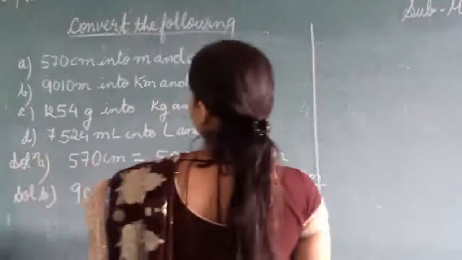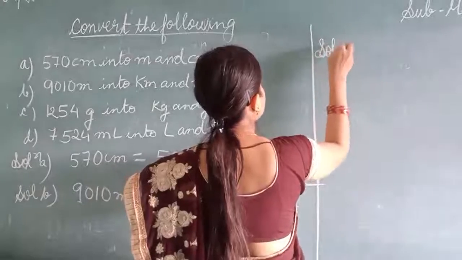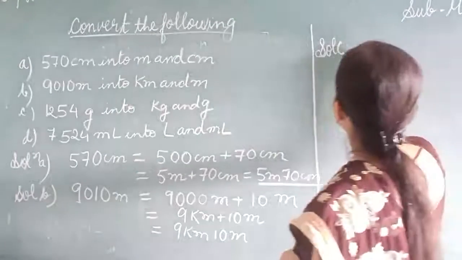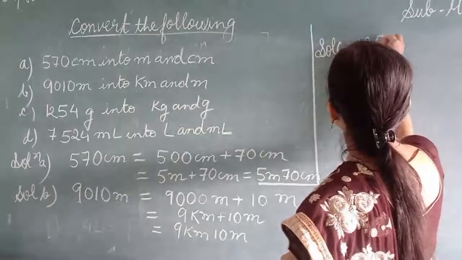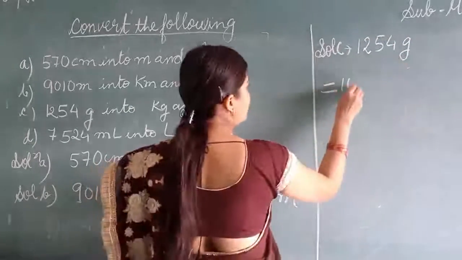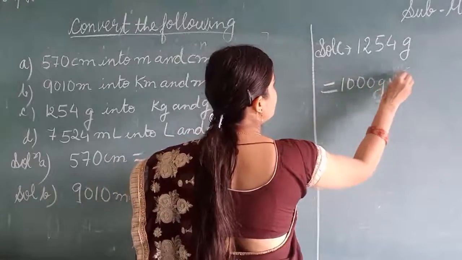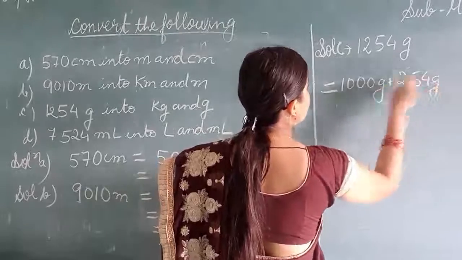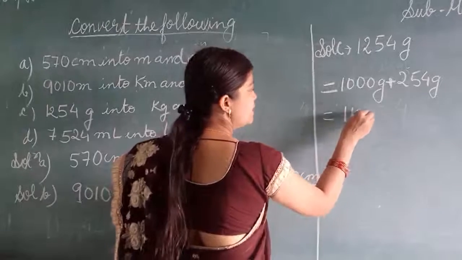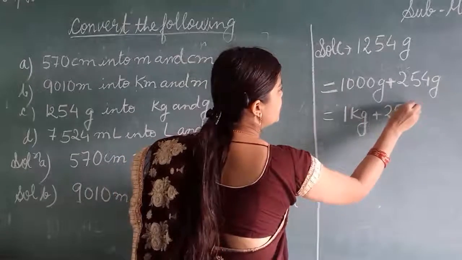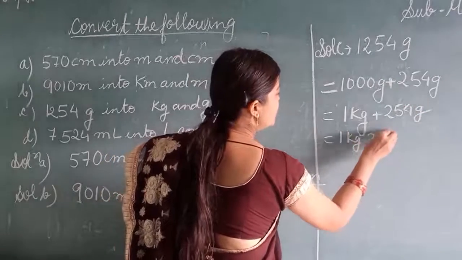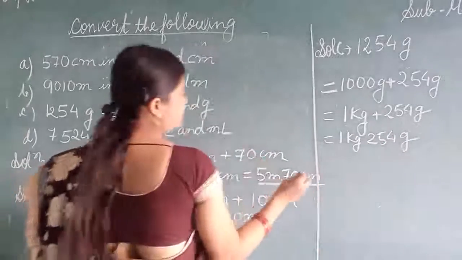Now here is solution C. The same process we have to do here. 1254 gram we can express as two numbers: 1000 gram together, and 254 gram together. This 1000 gram, we remove 3 zeros, and it converts into kg: 1 kg plus 254 gram. We can write it like that, 1 kg 254 gram.